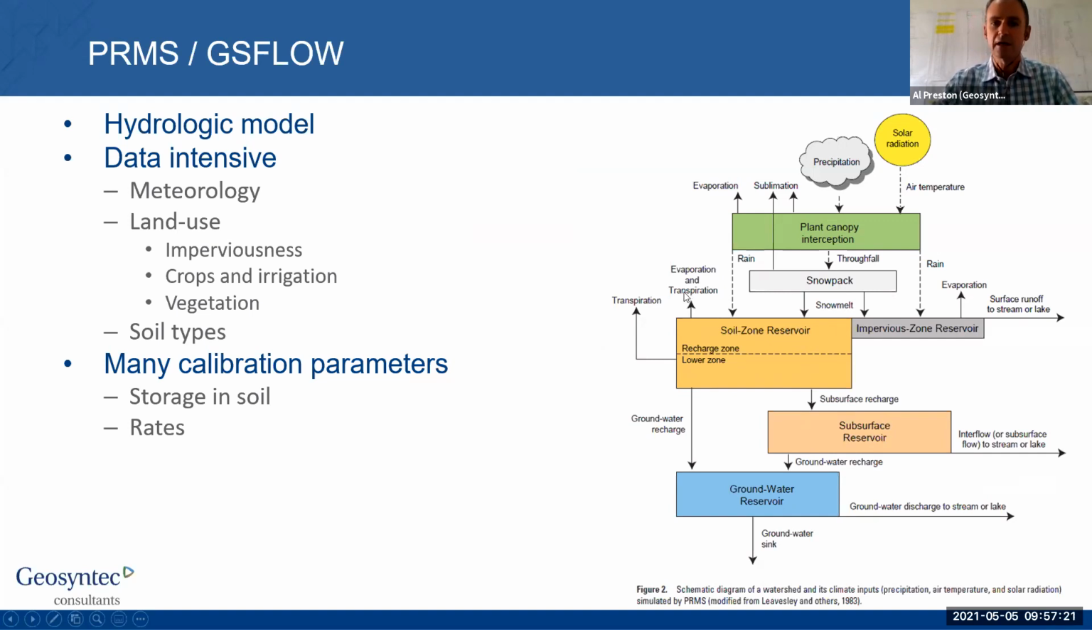So it needs a lot of data to set up and drive these models. It needs meteorology to define how much rain is hitting the land, and also temperature to define how quickly that may evaporate back out of the system. It needs land use, which can influence how much water can be stored in these different buckets, if you will. And there are many calibration parameters. You need to define the storage volumes for each of these buckets, and also the rates of transfer between the buckets and from the soil to the streams, etc.